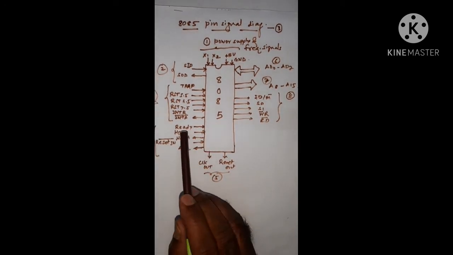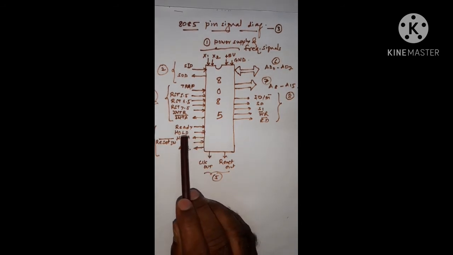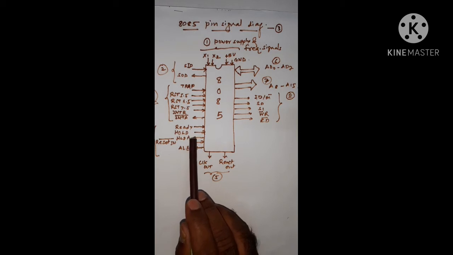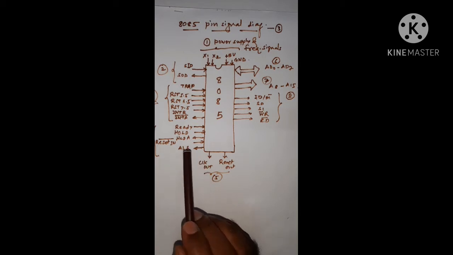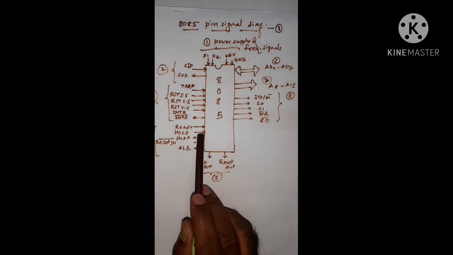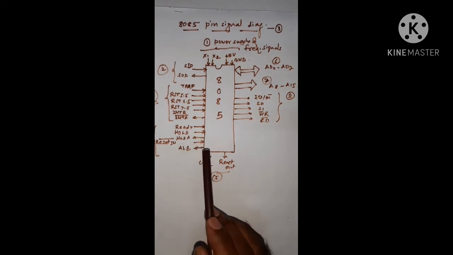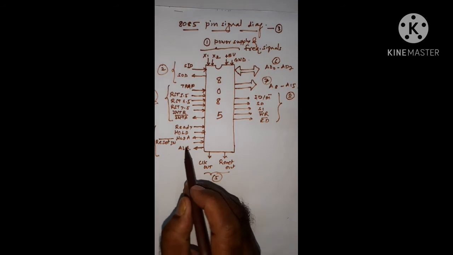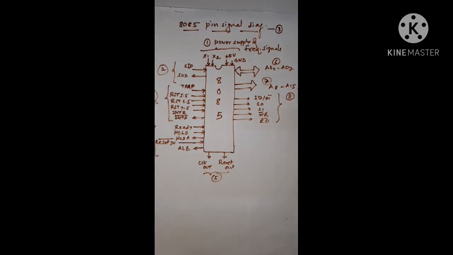READY is to inform the MP to be ready to receive the data. HOLD and HLDA, these two signals are important to perform direct memory access operation, which we learned last year in unit number 3. To hold the buses free, there is the HOLD pin signal, and its acknowledgement is HLDA, hold acknowledgement. RESET IN bar is the pin coming from the reset key of the keyboard section to reset the internal contents of 8085.